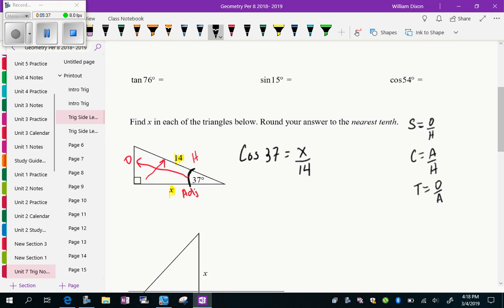Now, what some people like to do, which is absolutely fine, is they like to put a 1 down. Because what I know I need to do at this point in time is I need to cross multiply, on both sides. So what I'm going to end up with is x equals the cosine of 37 degrees times 14. So I'm going to go back to my calculator and see what value I get.